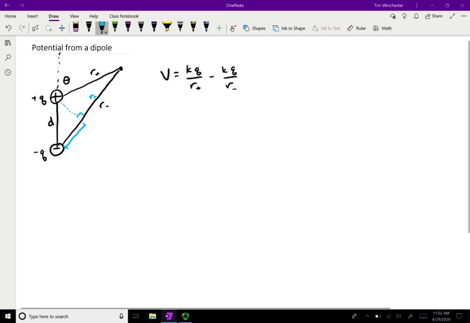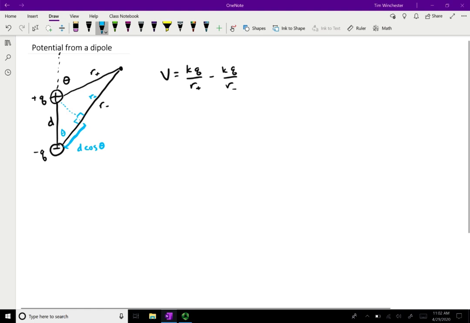What I can see is that the distance that I have highlighted here is equal to d times cosine theta. Again, I have a right angle here. The hypotenuse of that triangle is d, and this angle is theta, just like the one above, if I assume that r plus and r minus are basically parallel to each other.